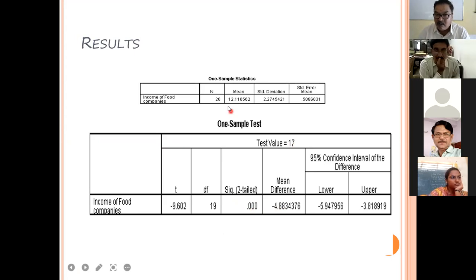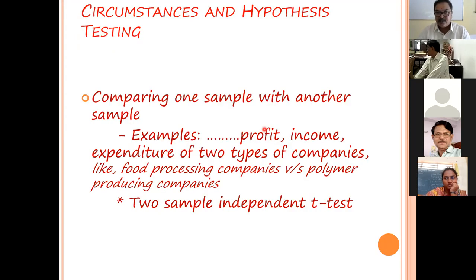Therefore, the difference between the two mean values, that is the sample mean value and the population mean value, is highly significant. So therefore, there is a significant difference between the rate of profit of food processing industries in Mysore and the national average. So this is how we have to interpret. Based on that, you can make any suggestions, right? So the next is comparing one sample with another sample.